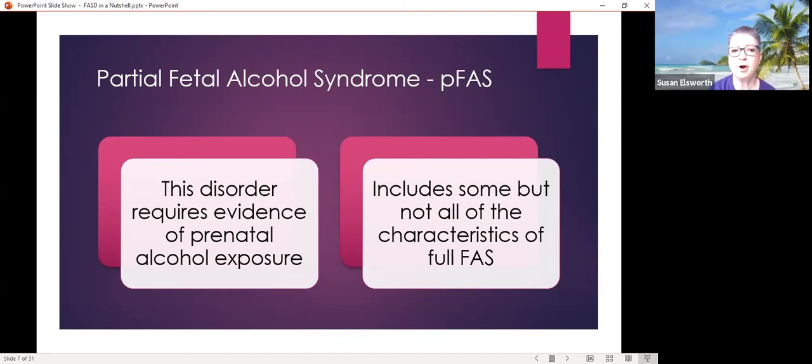We also have partial FAS underneath this umbrella. This includes all of the things that we talked about before. Here, the evidence required is not the biological parent saying that alcohol was used, but it can be a credible partner or what they consider a credible witness. So if the biological parent is in treatment, a family member, a partner, a police officer, a DCS worker, someone who would have access to that history says, yes, we know that alcohol was used, that can count toward our evidence in getting the diagnosis of partial fetal alcohol syndrome. It does have many, but not all, or as severe of the characteristics as full FAS.